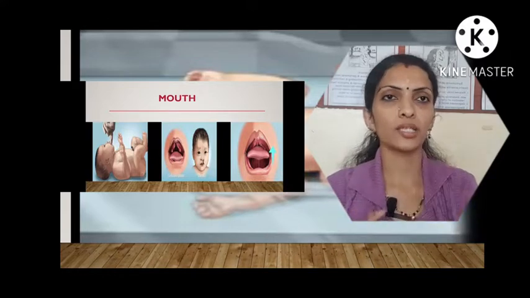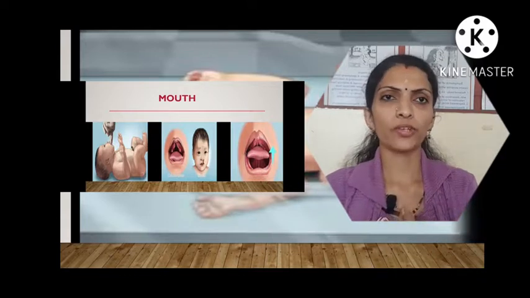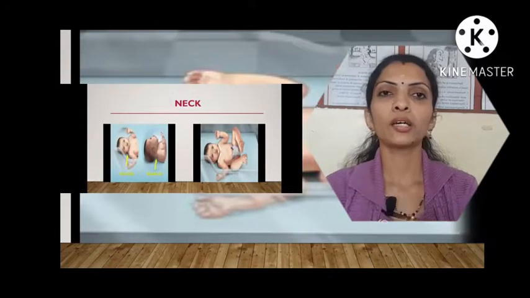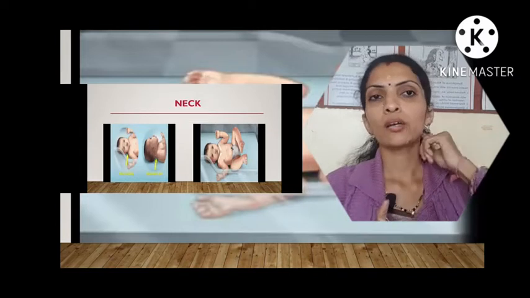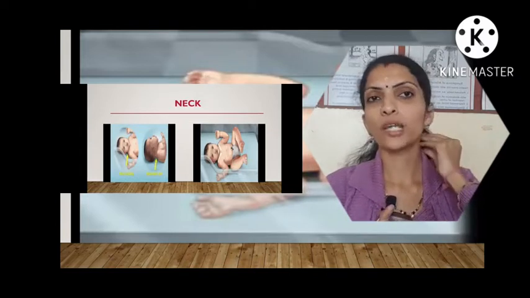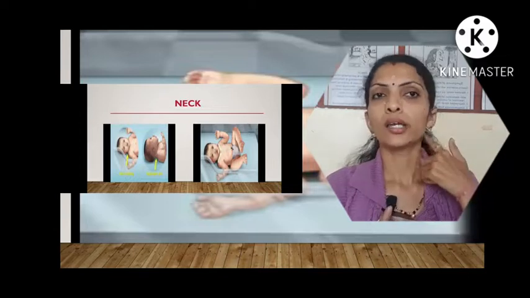You can examine these 3 points in a mouth. Next, coming after face, neck. What can you examine in the neck? In some syndromes or disorders, some babies will have neck webbing or extra muscle growth in the neck, that you can examine in the neck part.